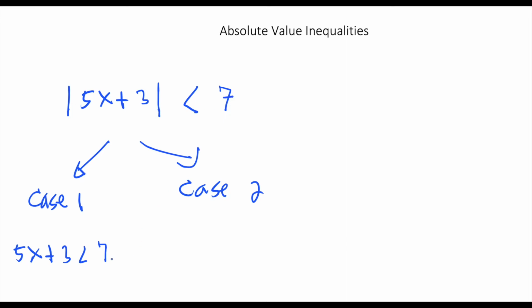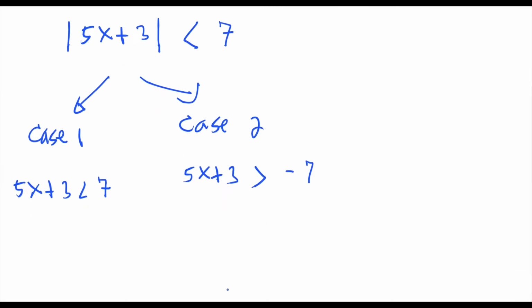Cross my 7s. Case 2 is take the bars off on the left. So you have 5x plus 3. Flip your inequality symbol to the other one. So this one was less than, make this one greater than. And make the stuff on the right opposite sign, so negative 7. That's it. But there's a couple of things, so we're going to do another example after this one.